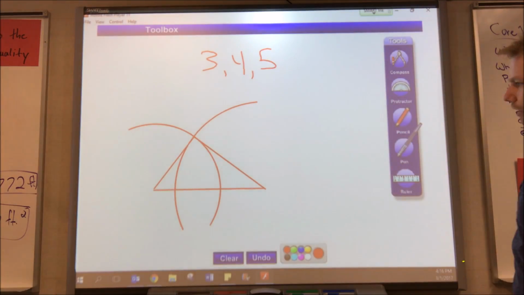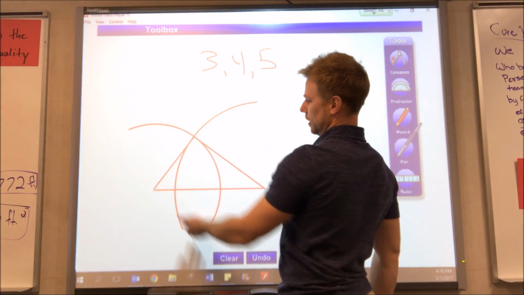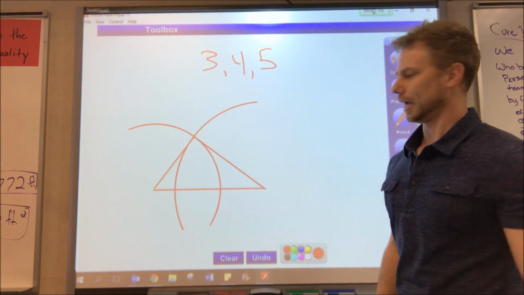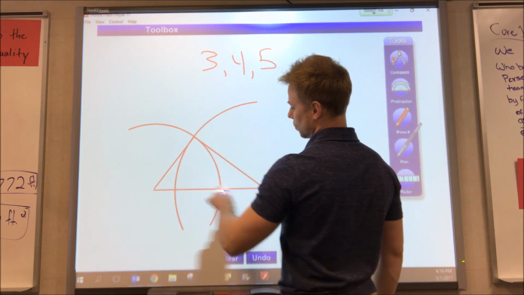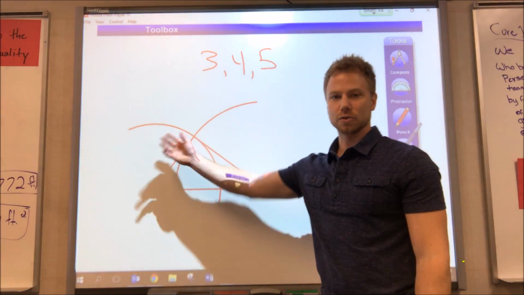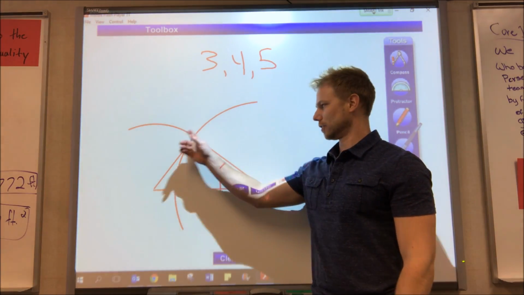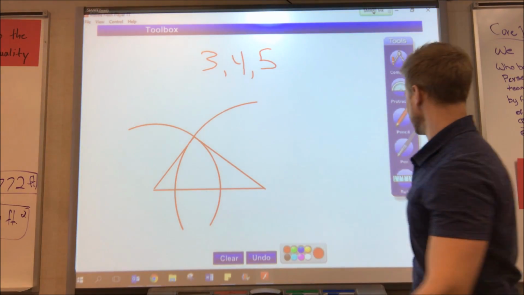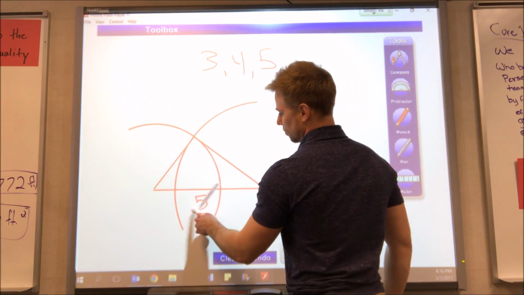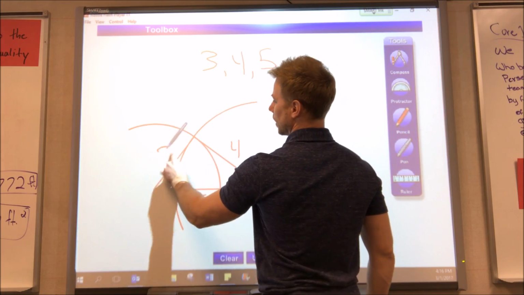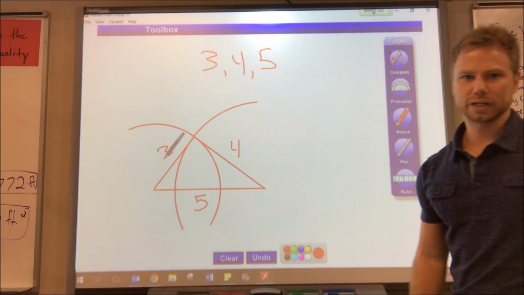And now I have my triangle. I have some marks that go through my triangle. That's okay. We can still see the triangle. And if you want to make those marks a different color so that the triangle stands out more, that's great. But I can now label those 5, 4, and 3, and I have my triangle.